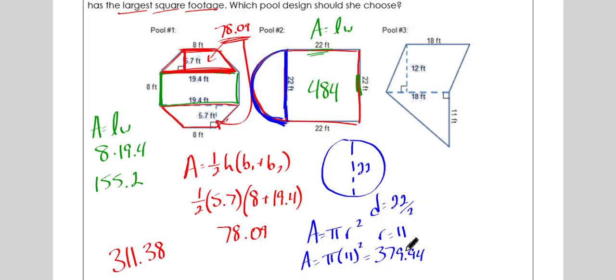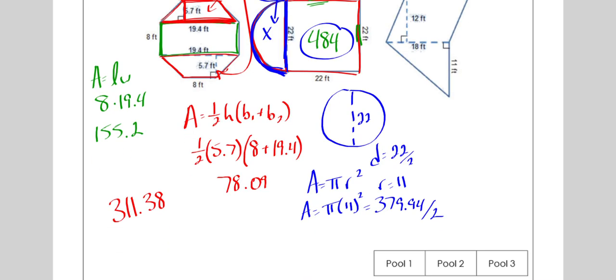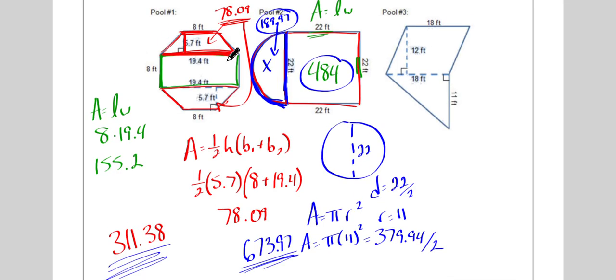I don't have a full circle. I only have the left half of that circle. So we're going to have to divide this by 2 and find out that that half circle has an area of 189.97. I can put those two together and find out that the full area is 673.97. So far, that's going to be the winner. Pool 2 is significantly bigger than pool 1.